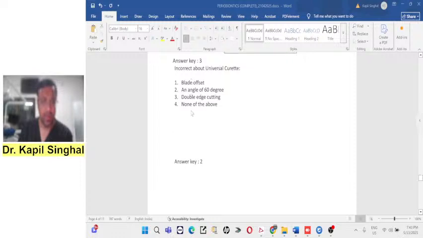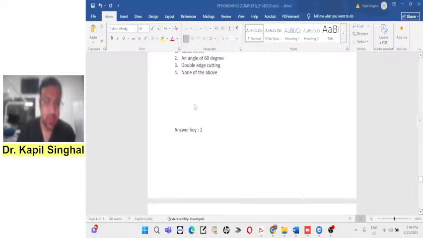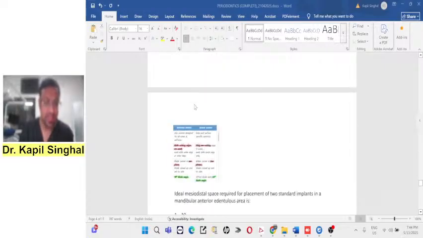Next question was, what is incorrect about universal curette? Again, a very simple question that's been asked a lot of times. So we know the difference between the universal and the Gracey curettes. Universal curettes are curettes that can be used in all areas, and Gracey curettes are area specific. So universal curettes have both cutting edges and Gracey curettes have one cutting edge.